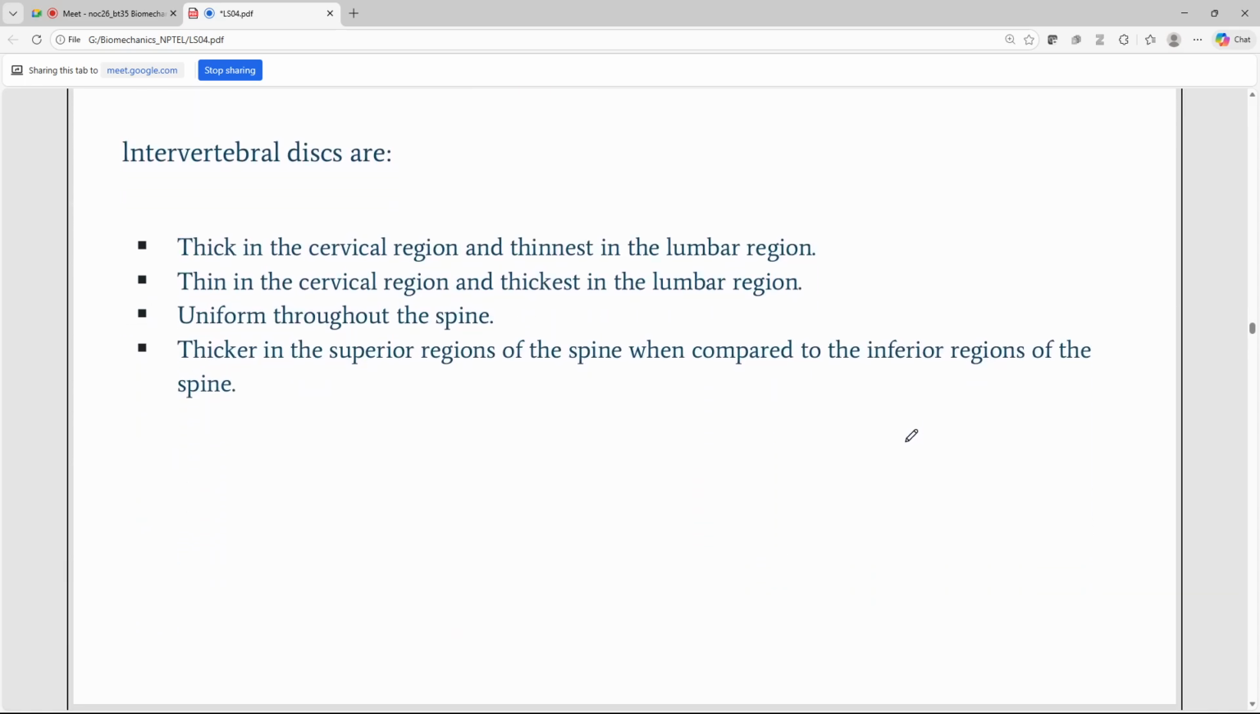Next question. Intervertebral discs are. So we have vertebral disc and intervertebral disc, and the question is on the intervertebral disc. Intervertebral discs are option A, thick in the cervical region and thinnest in the lumbar region. Option B, thin in the cervical region and thickest in the lumbar region. Option C, uniform throughout the spine. Option D, thicker in superior regions of the spine when compared to inferior regions of the spine.